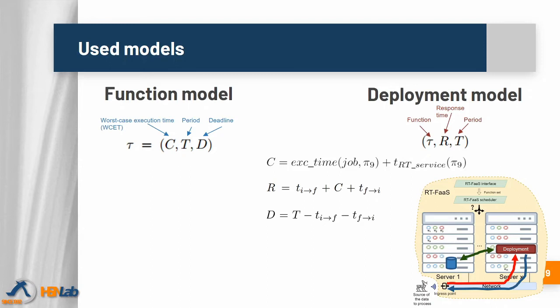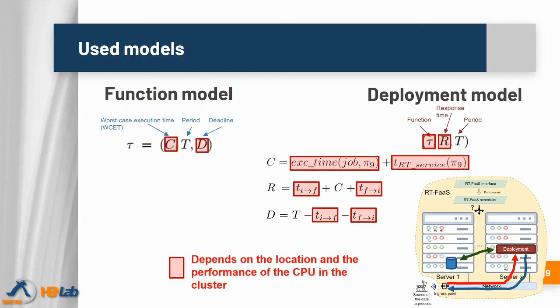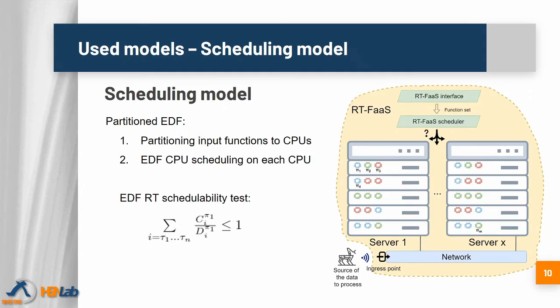So they are the use models, and I would like to highlight here, I think it's very important, that except for the user-defined period, all the other parameters depend on the location and the performance of the CPU on which the user-demanded function is executed. And this is decided by the real-time FaaS scheduler, one of the most important parts of the real-time FaaS system. So the question is how to schedule the functions on the available CPUs.